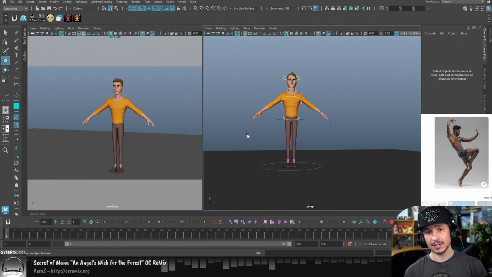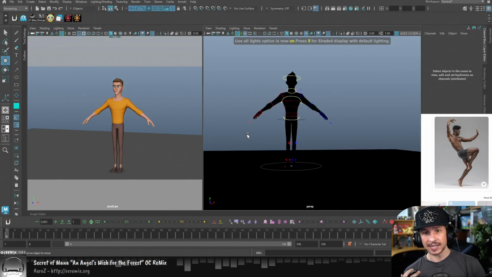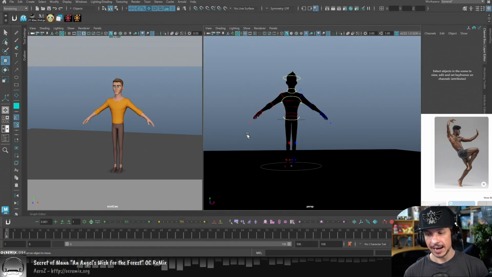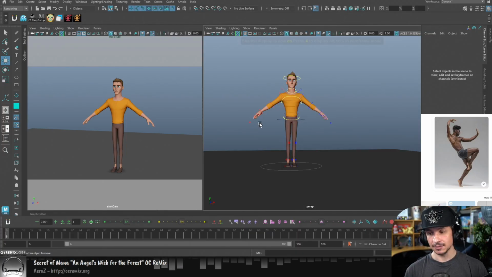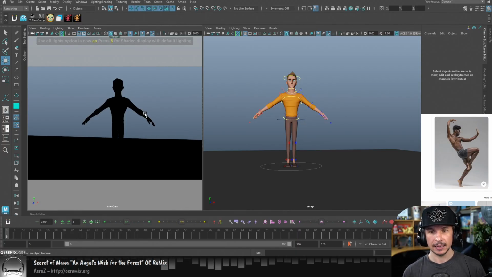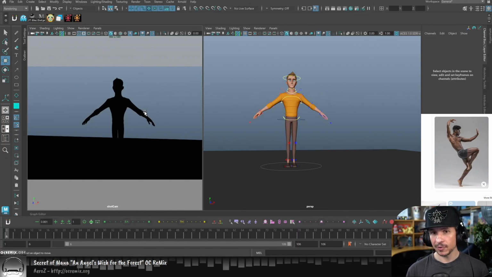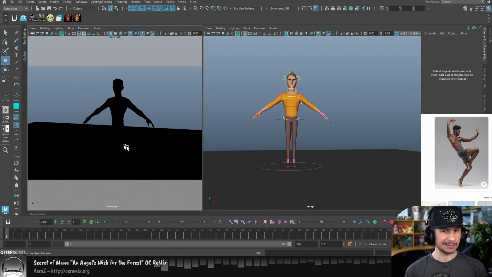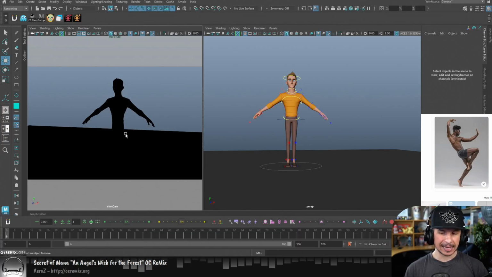If I hit 7 on the keyboard, this will activate the lights in the scene. Well, since there's no lights, we just get black. And this essentially shows us our silhouette. So if I do this in my camera view, there's our silhouette. The problem with that is, one, the ground plane is kind of in the way. And two, I also want to be able to see my pose.